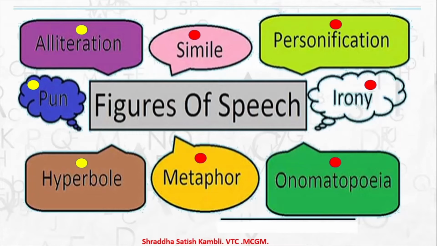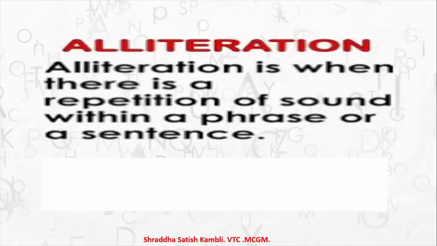And remember, after we have learned the meaning of all these figures of speech, we are going to solve questions based on them. So let's start with the first one, that is alliteration. Alliteration is when there is a repetition of a sound within a phrase or a sentence. And alliteration is usually, children, in the first sound of a word, and it is usually the sound of a consonant letter.